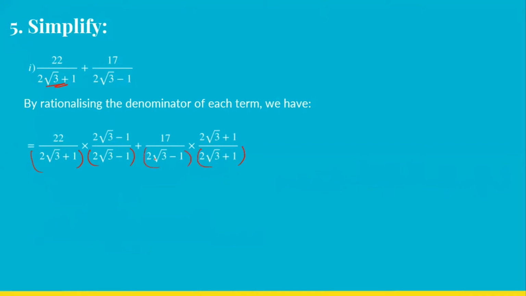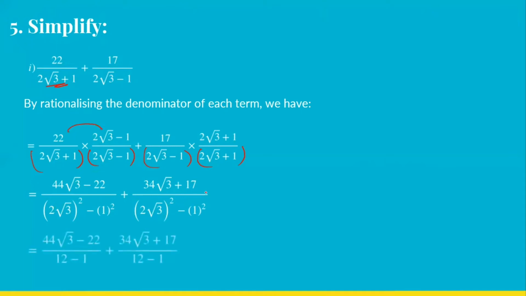Now let us simplify it further. Let us simplify the numerators. 22 into 2 root 3 is 44 root 3. 22 multiplied by minus 1 is minus 22. This is A plus B into A minus B, which is 2 root 3 square minus 1 square. 17 into 2 root 3 is 34 root 3. 17 into 1 is 17. Again, this is A minus B into A plus B, which is A square minus B square.